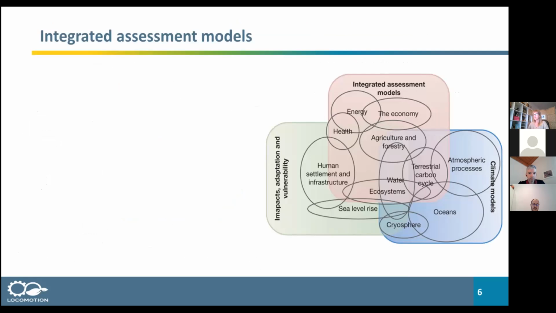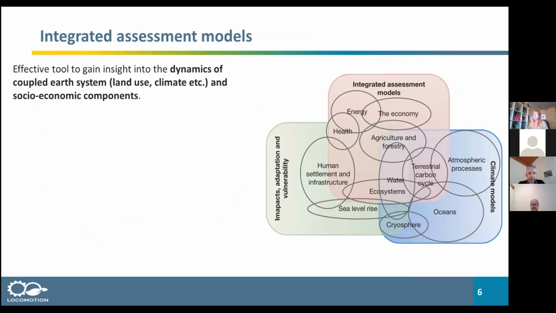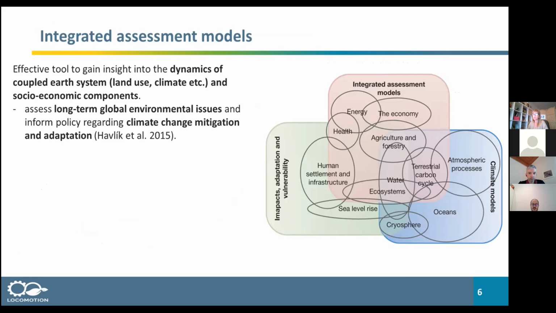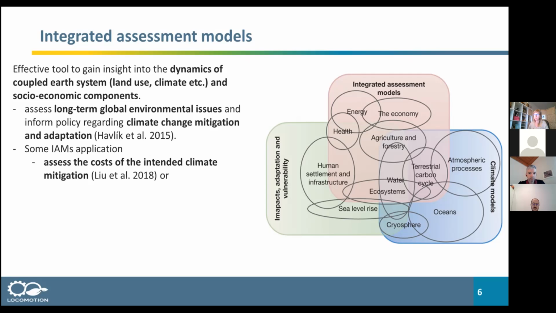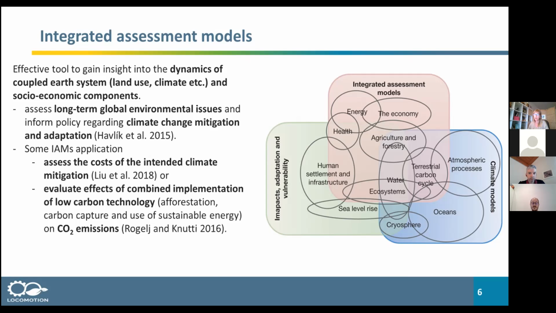In terms of integrated assessment models, more concretely, why are we using them? They are an effective tool to gain insight into the dynamics of coupled Earth systems and to link with socioeconomic components. Of course, we can assess long-term global environmental issues and inform policy making about climate change. And some applications of IAMs, for instance, are that we can assess the cost of intended climate mitigation, but we can also evaluate the combined implementation of low carbon technologies on CO2 emissions, which is the case, for instance, in locomotion.